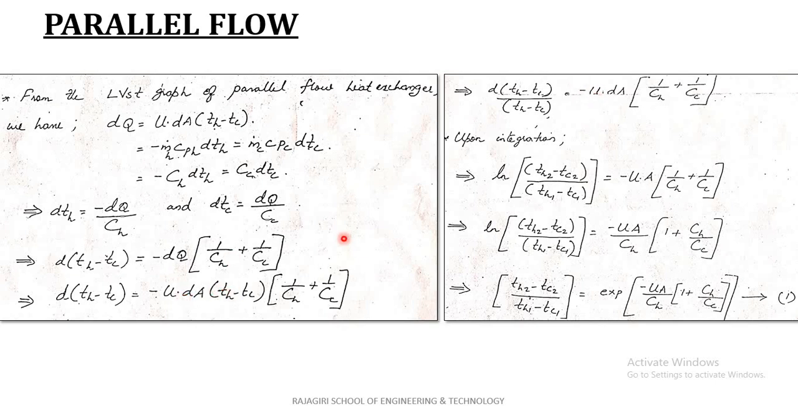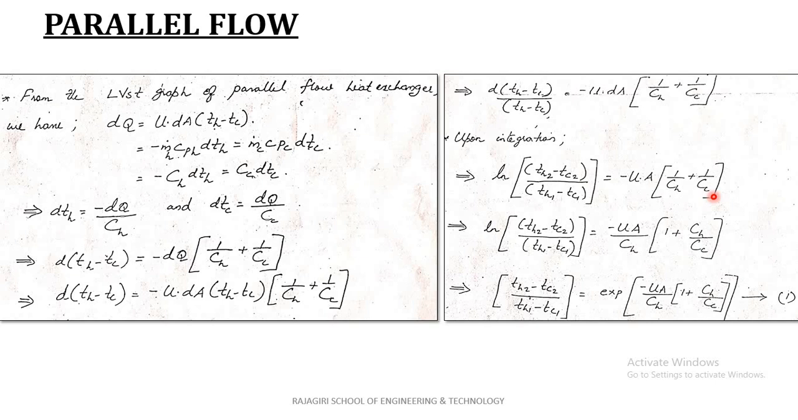Then take this towards the left side. You can write d theta by theta equal to minus U dA. Now, here onwards, the derivation has some difference. So, upon integration, you will get ln of theta 2 by theta 1 is equal to minus UA (1 by CH plus 1 by CC).